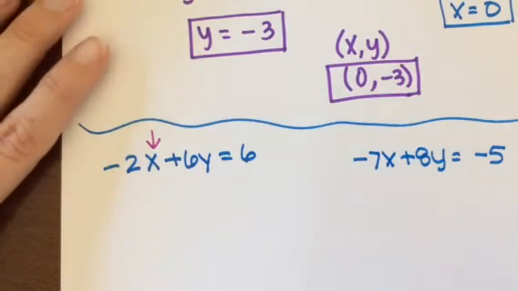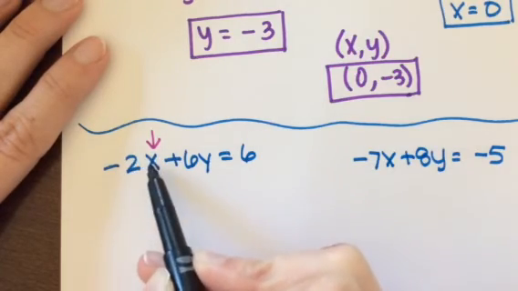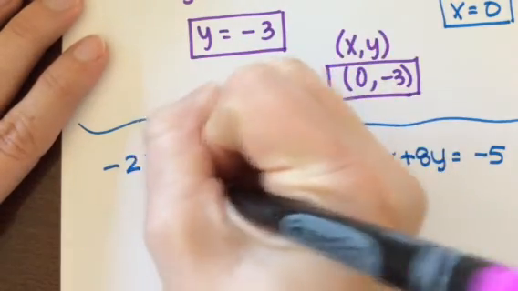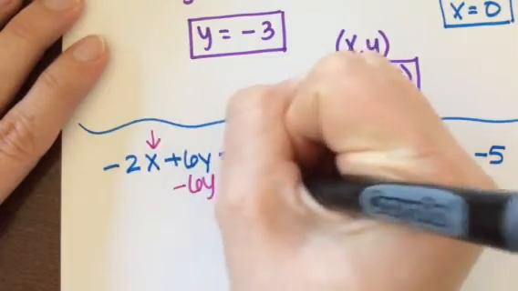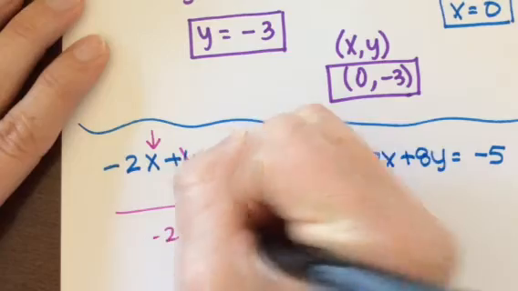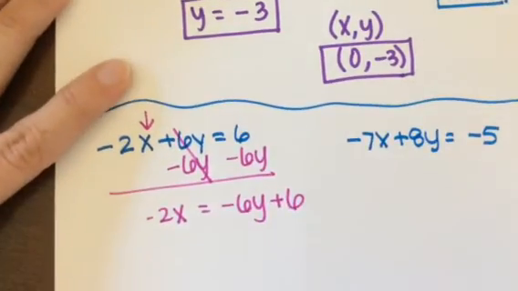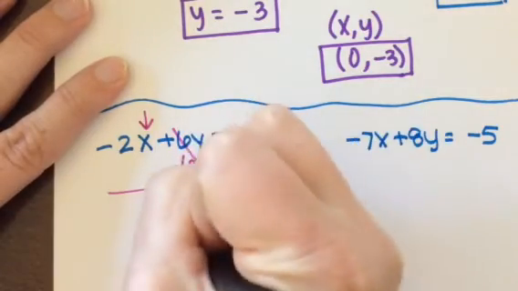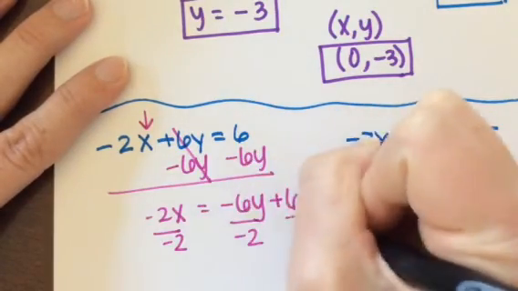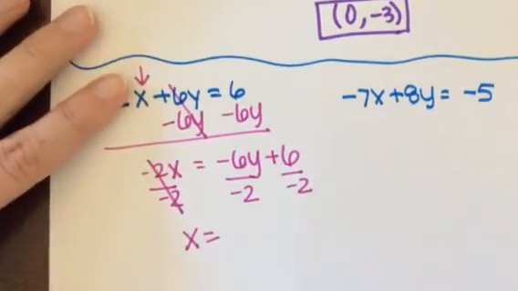So let's do this one really quickly. I'm going to isolate this x right here. So let's get rid of the 6y first. You're going to have -2x equals -6y plus 6. Now this x is not by itself yet, so I need to divide by -2. I need to do this to every single term. Remember, those go away, cross them out.